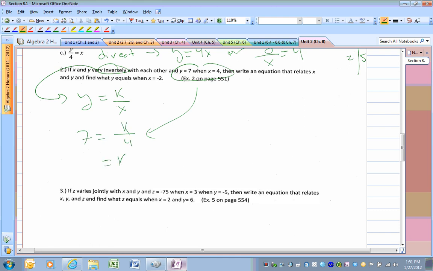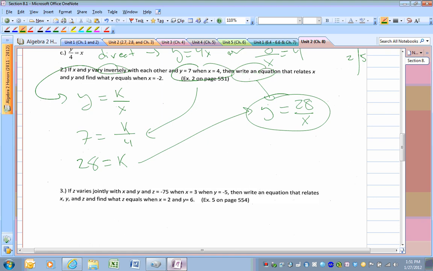No, it won't. 7 times 4. You know, you could do x equals k over y. It won't matter. So you could do it either way. So my equation will just be this. Y equals 28 divided by x. You could write it that way too. I don't care. Sure.